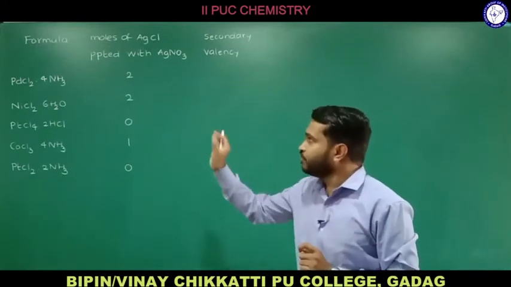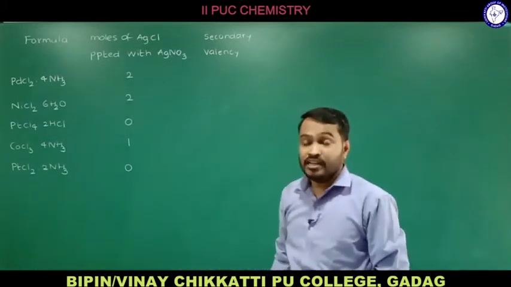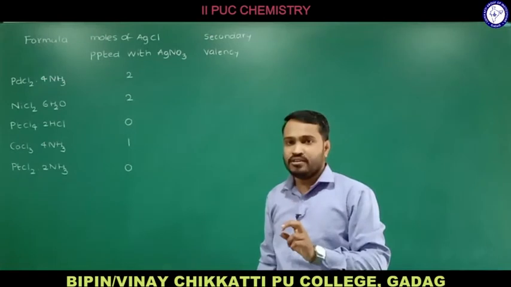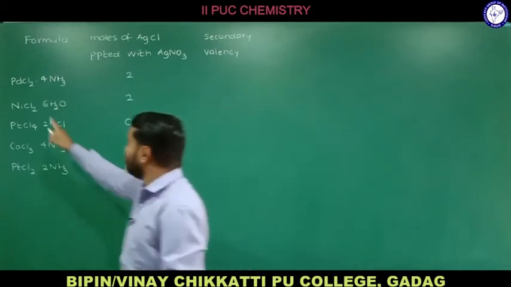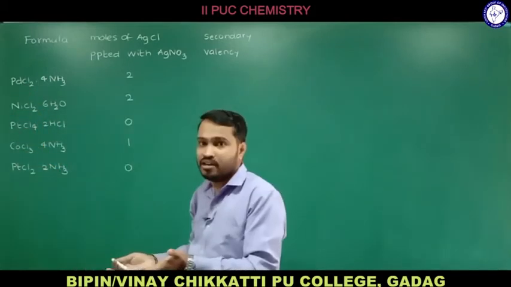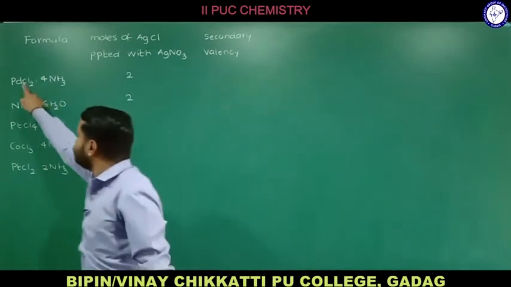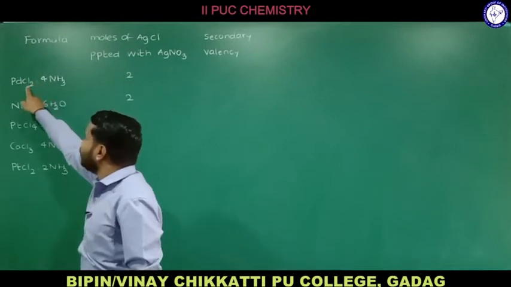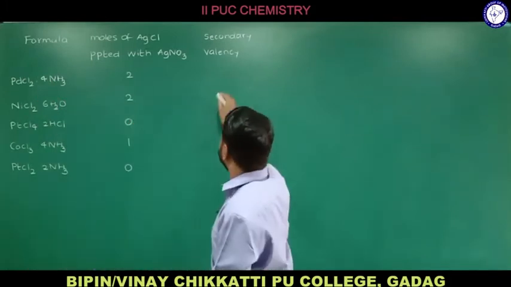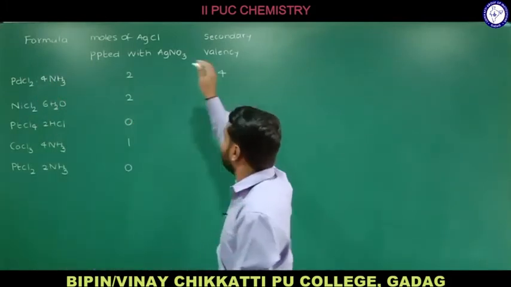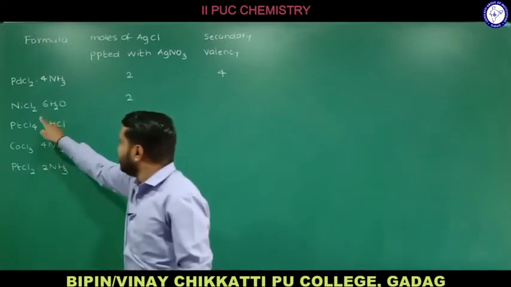When you treat this particular coordination compound with AgNO3, we get 2 moles of AgCl. Since we get 2 moles of AgCl, it means in the original compound we have 2 Cl which are ionizable. So the primary valency will be 2, but they have asked about the secondary valency. Since both Cl are ionizable and we are not left with any non-ionizable Cl, we have NH3 4 times, therefore the secondary valency of Pd in this compound is 4.